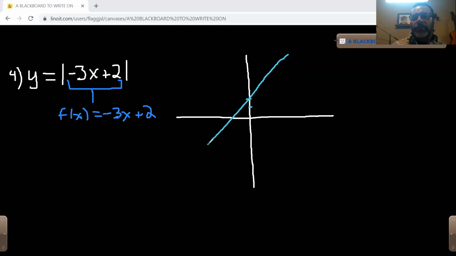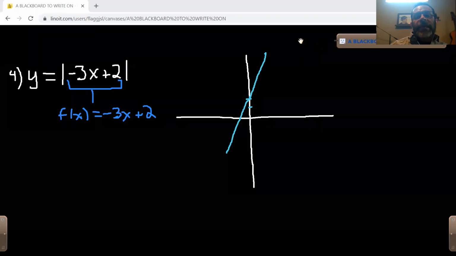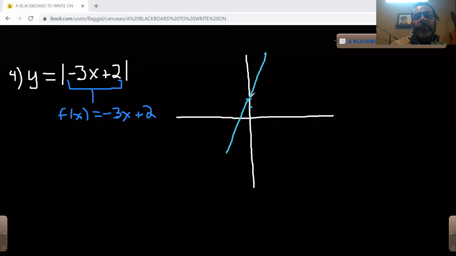Is that clear? That's the first part. Is it clear also that it is compressed? I'm sorry, it's stretched by 3, which basically means it's something like this. Yes. And is it also clear that it is negative? And what does the negative mean? That we have a reflection.